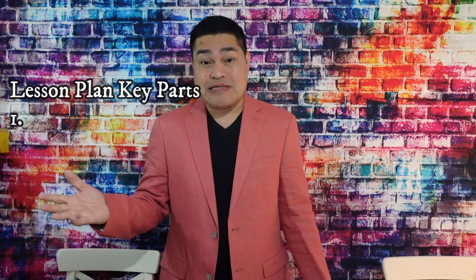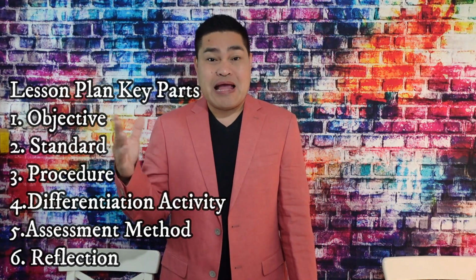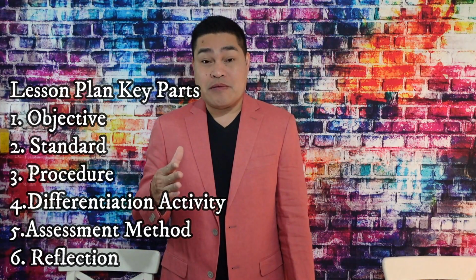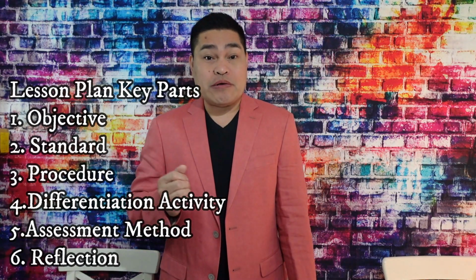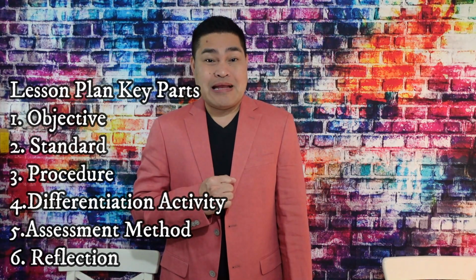An effective lesson plan has 6 key parts, namely: lesson objective, standard, lesson development and procedure, grouping or differentiation activity, assessment method, and lesson reflection. Please click on the link below the description page for the sample lesson plan template you can use.